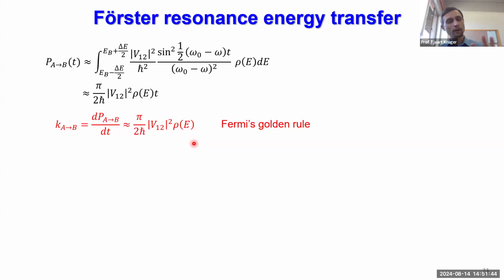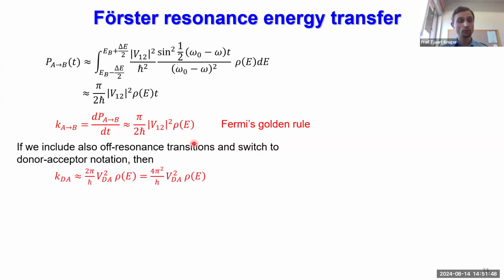We can use a slightly different expression, which is more commonly used, if we also include off-resonance transitions. Now if we switch to donor-acceptor notation, so instead of considering the transition from molecule A to B, we consider energy transfer from the donor to the acceptor, then we get this expression here. Or if we replace h bar with h over 2 pi, we get this expression here on the right. So this is a more common form of Fermi's golden rule.